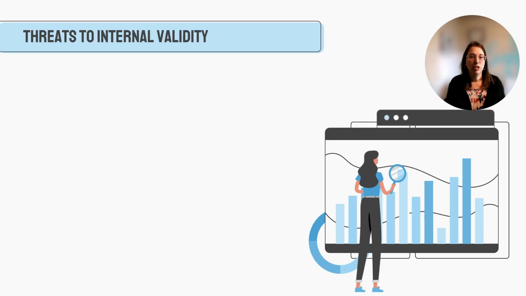Now, one thing the book talks about are threats to internal validity. So this is when something other than the independent variable causes changes in the dependent variable. We think A causes B, but what we find is maybe something else happened that caused that change. And now we're incorrectly attributing the change to our intervention or changes in our independent variable when that's not the case.